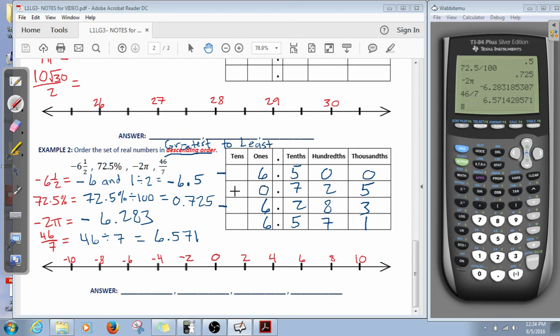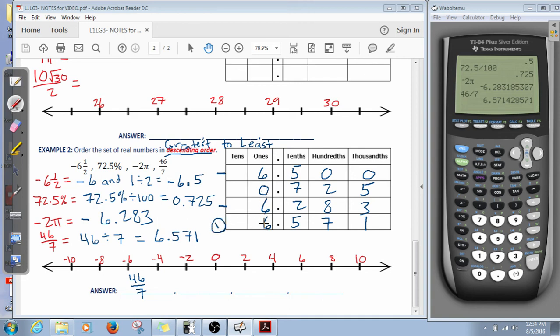Alright, so we want greatest to least. We want our biggest number. Golden rule number 1 tells me that my positives are bigger than my negatives. So I'm going to start by looking at my positives to find the biggest number, and it turns out to be pretty easy. So I'm looking at this value and this value right here. Well, 6 is bigger than 0. So I already know that my biggest number is this 46/7. This is my biggest value.